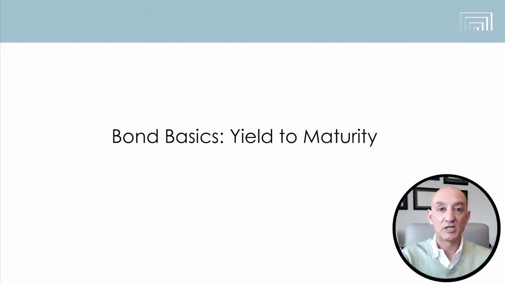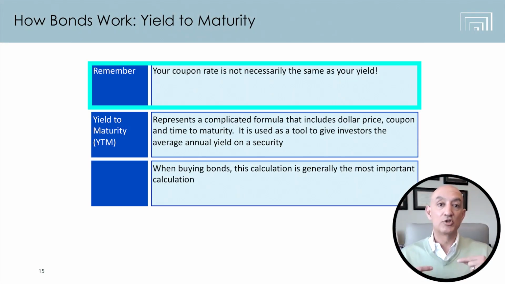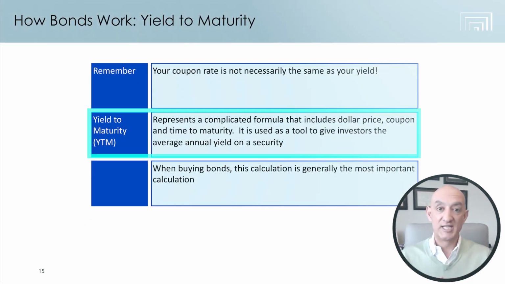Now things get a little bit more complex. So now let's talk about yield to maturity. So remember that your coupon rate, that 4%, is not necessarily the same thing as your yield, because you may have paid less or more than 100 cents on the dollar when you bought that bond, because it's rare that a bond is exactly at 100 cents on the dollar. So we'll talk about why it might be higher or lower. So just keep that in mind.